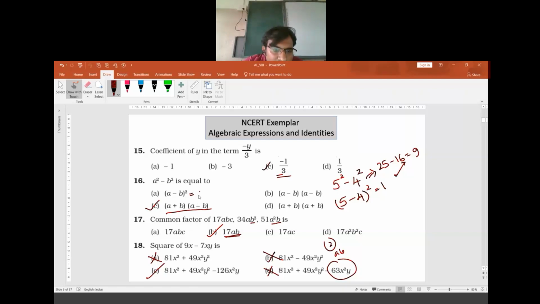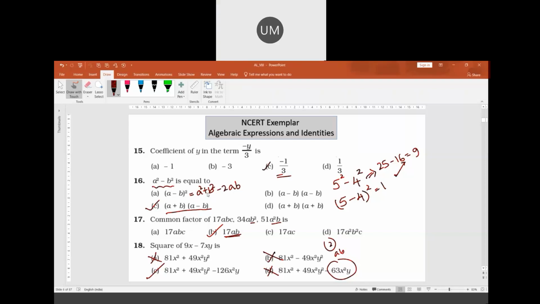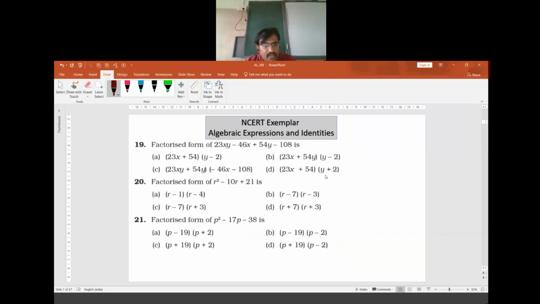The reason is that here it is a square plus b square minus 2ab, while in this one we have minus b square. That change is there. Understood? Thank you, sir. Welcome.